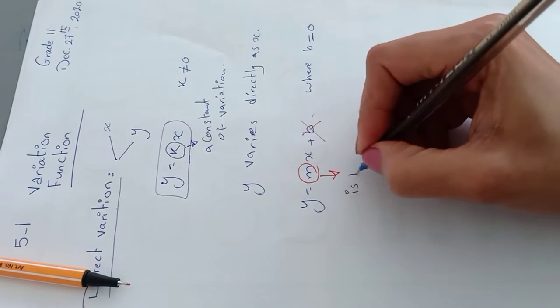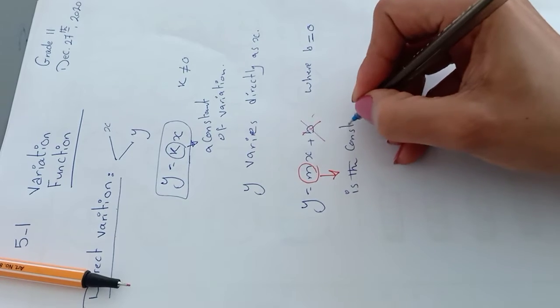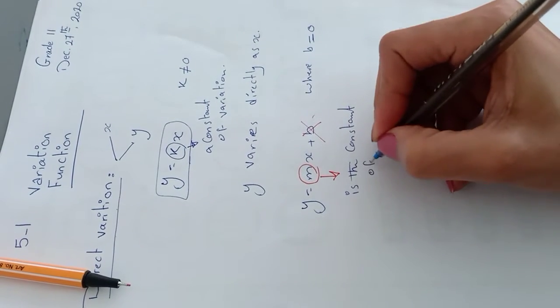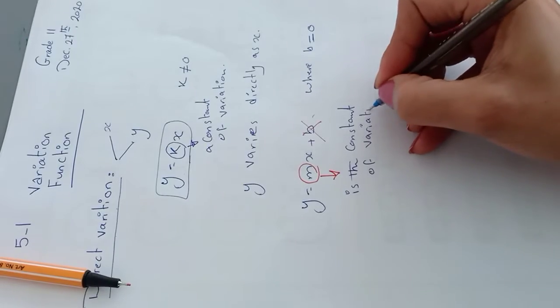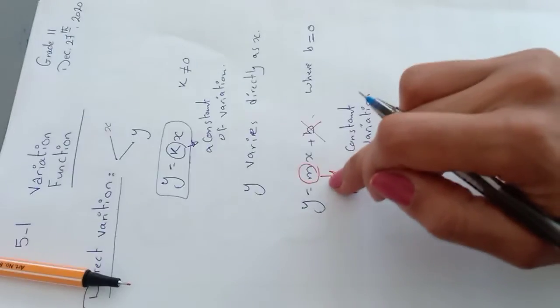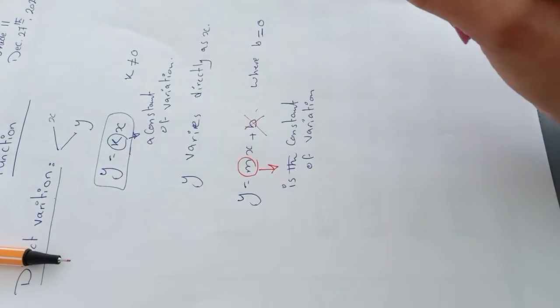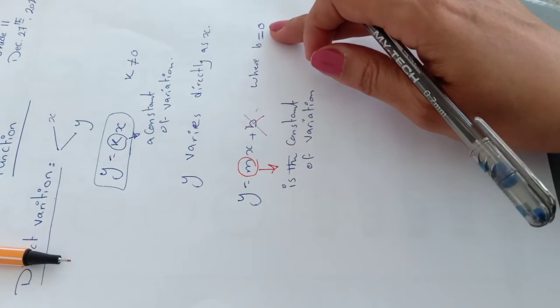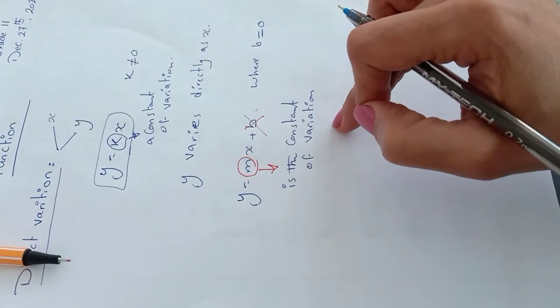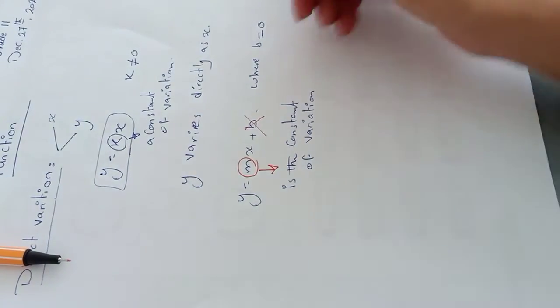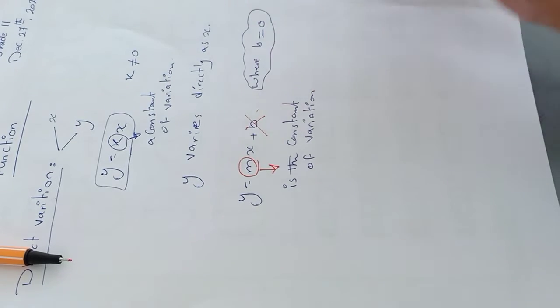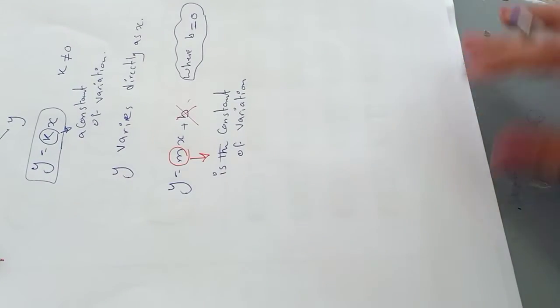The constant of variation replaces what? It replaces k. So we can consider that k is the slope. Because b is equal to 0, the graph of direct variation will pass through the origin, which is (0, 0).